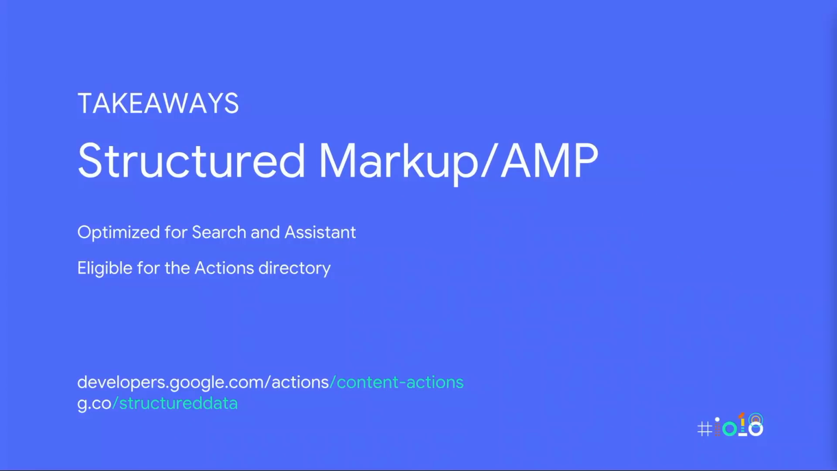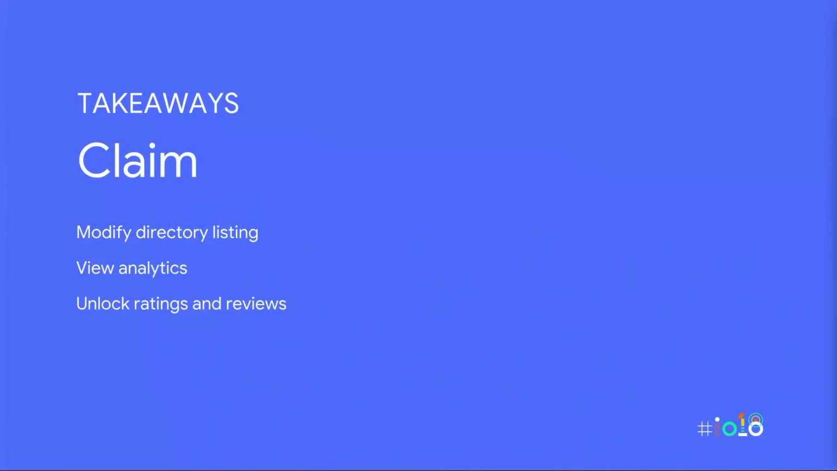In conclusion, structured markup in AMP allows you to take your existing web content and optimize it for both Google Search and Google Assistant. You will also be eligible for having a page in the Actions directory. In fact, many of you have already completed the necessary markup for your content. If so, you'll notice that there is already a page in the directory for you to then claim your action. Claiming will allow you to modify your directory listing, view analytics, and receive ratings and written reviews for your content.